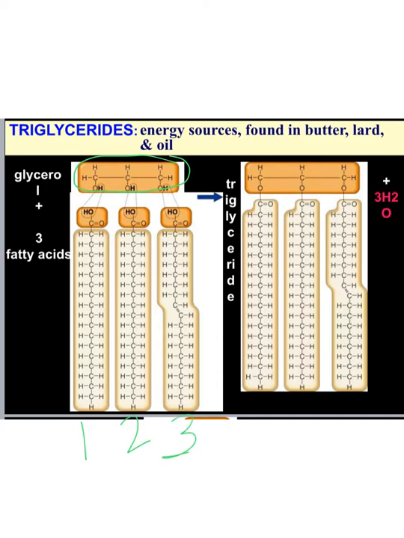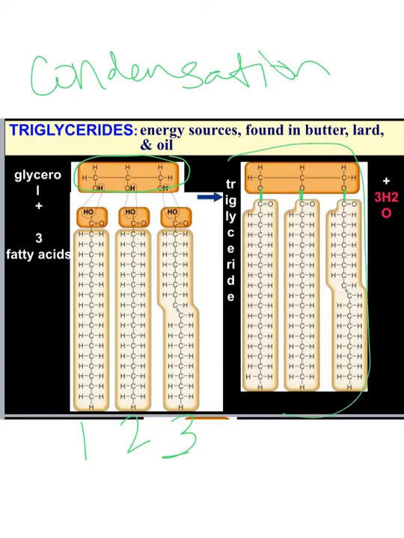So we are taking small things here and putting them together to make a big thing. So this is a condensation reaction that we are carrying out here. So we make a bond between the glycerol and the fatty acid. So there's our bond. So we now have this big thing here, which is all connected, and that's a triglyceride. So we take a glycerol molecule plus 3 fatty acids, and that gives us a triglyceride.